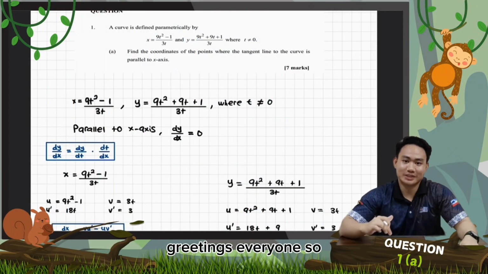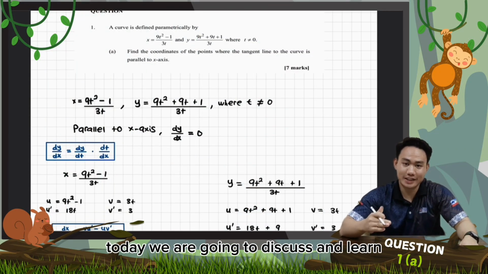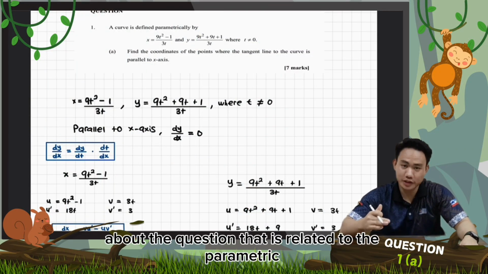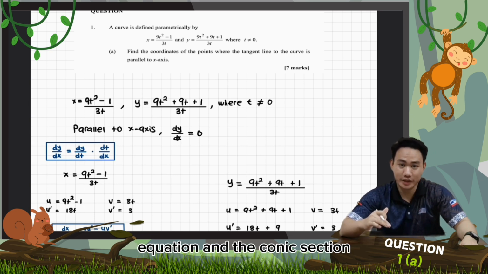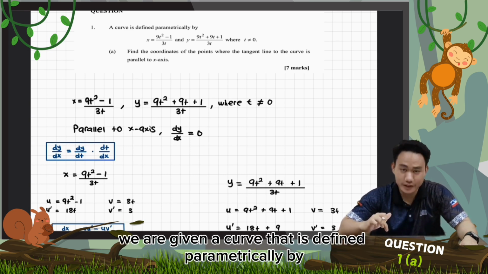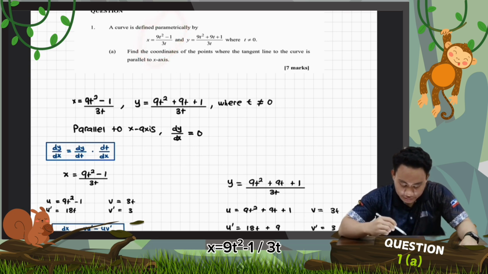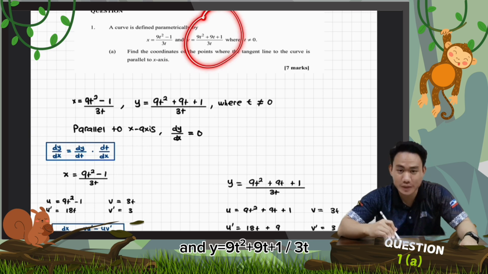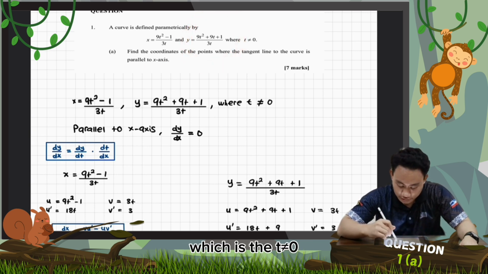Greetings everyone. Today we are going to discuss and learn about questions related to parametric equations and conic sections. Let's go through the first question. We are given a curve defined parametrically by x equals (9t² − 1)/(3t) and y equals (9t² + 9t + 1)/(3t), where t is not equal to 0.